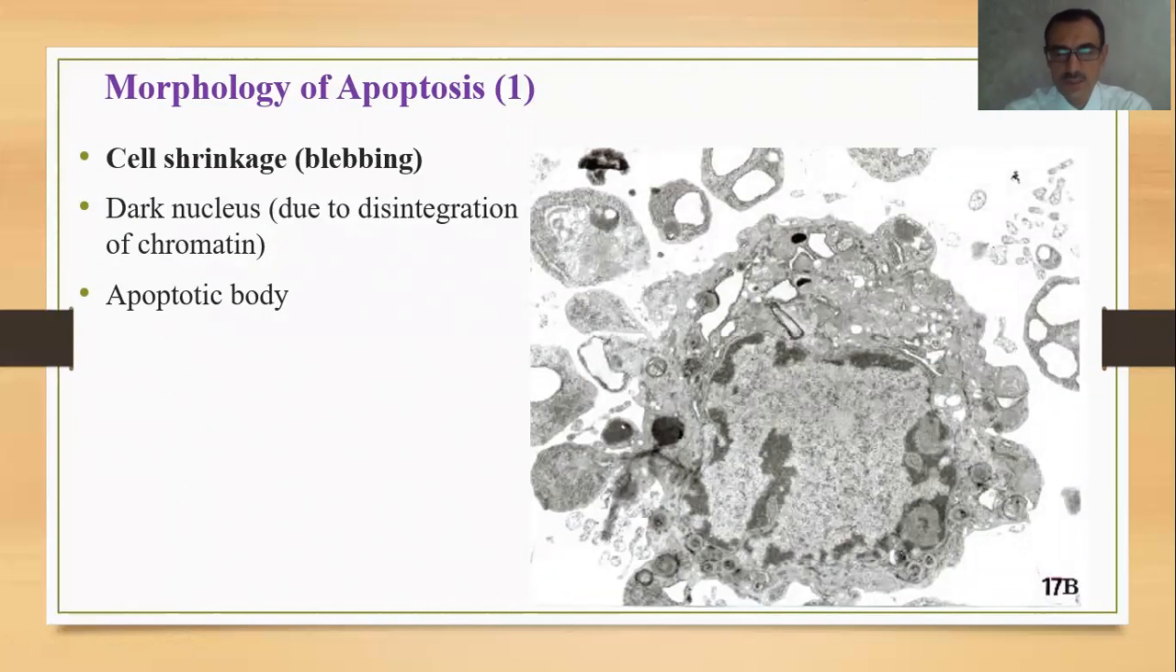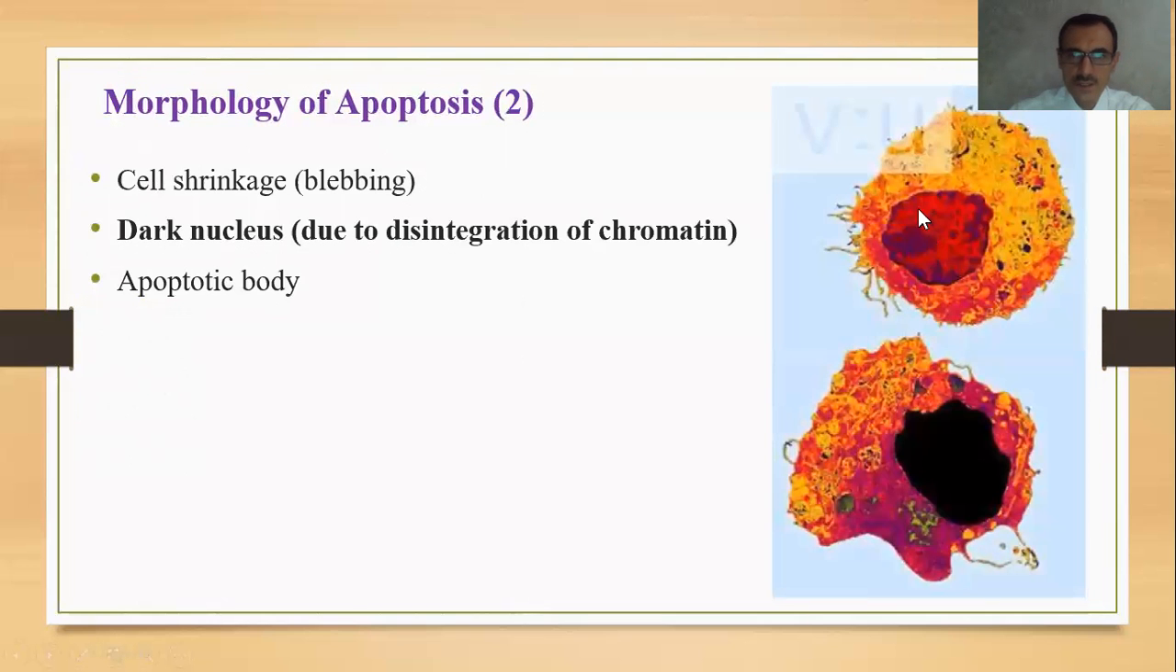Now let us discuss the morphology of apoptosis. As we see here, the first event is cell shrinkage, or blebbing. In this electron microscopy, we see the cell in the shrinkage phase. Second, we find a dark nucleus. The nucleus becomes too dark due to the disintegration of the chromatin. Here is the histological structure that shows the dark nucleus.